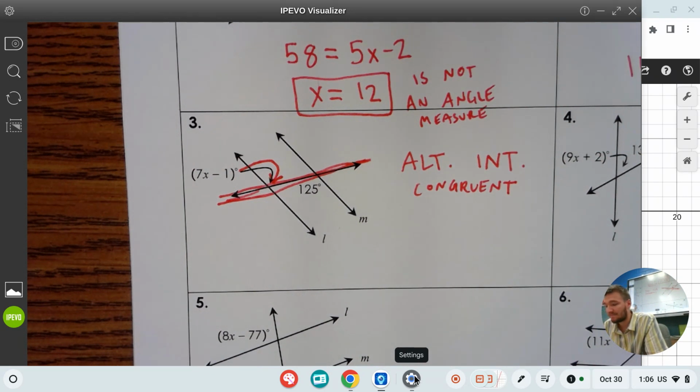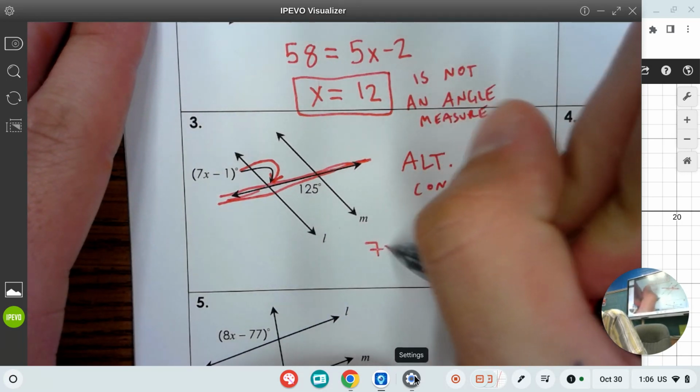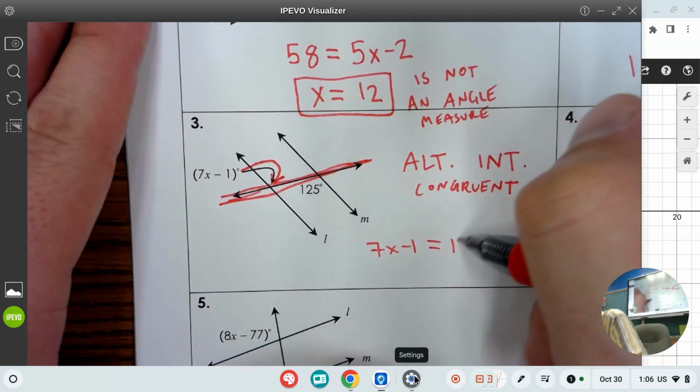I'll give you a hint. Anything that's alternate, as far as alternate interior, alternate exterior, they're going to be congruent. Okay, so we set up a nice little formula. 7x minus 1. We slap an equal sign in the middle.